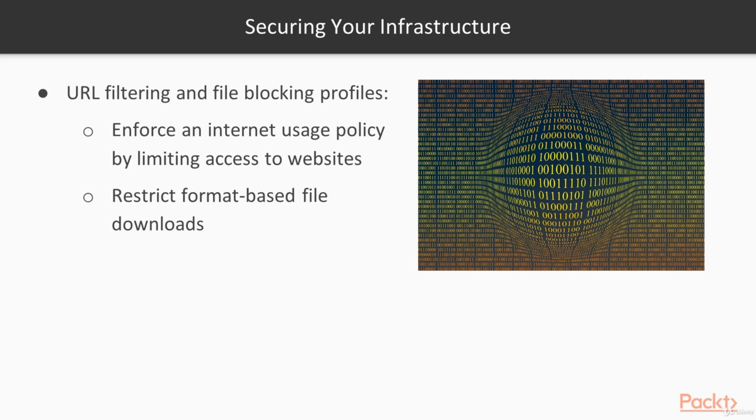Okay everyone, so in this video we're going to take a look at URL filtering and file blocking profiles on the Palo Alto firewall. We're going to configure two profiles. One is going to be the URL filtering profile, and then the next one will be a file blocking profile because we want to limit what the users can download from the internet. So let's go ahead and get started.